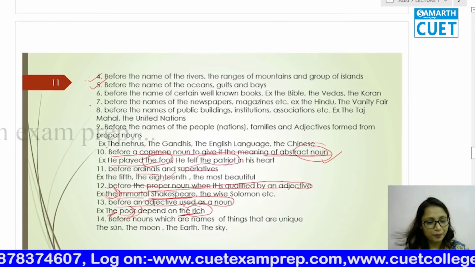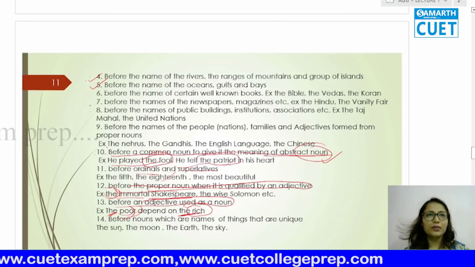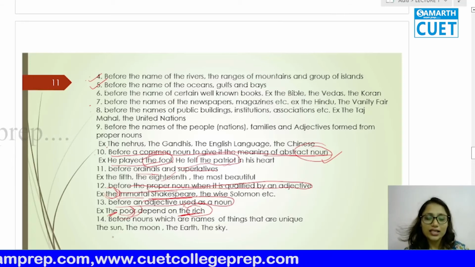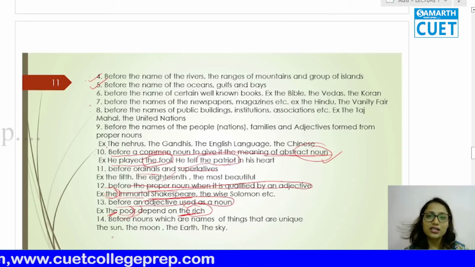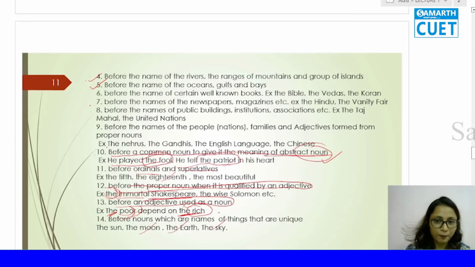Now, before nouns which are names of things that are unique, that means they are just one. There's just one sun. There's only one moon. There's only one earth. So the sun, the moon, the earth, the sky.